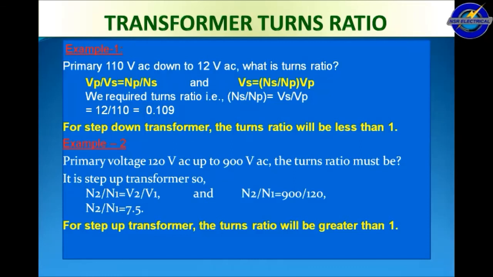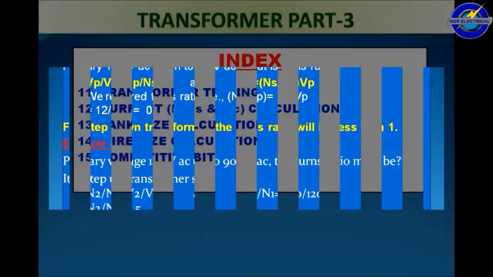For example 2, primary voltage is 110 volts AC and secondary voltage is 900 volts AC. The turns ratio must be N2 by N1 equals V2 by V1. So the turns ratio is 7.5.